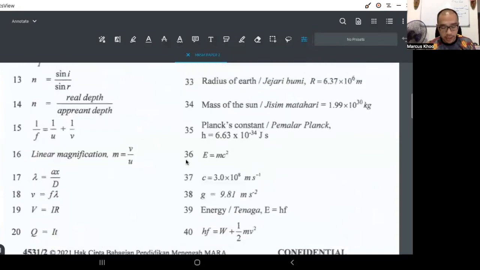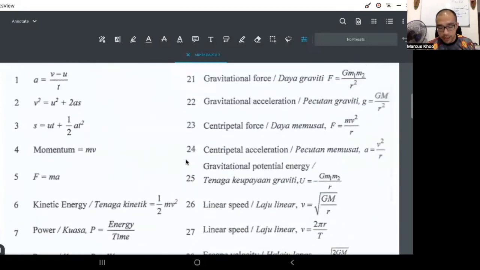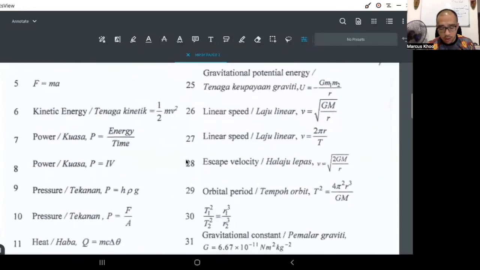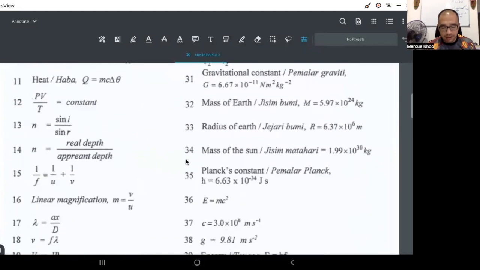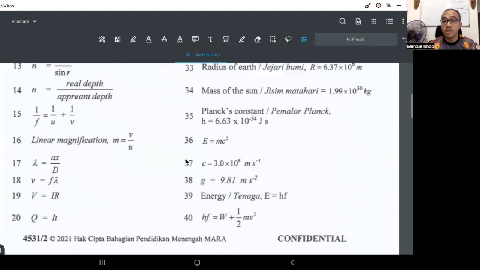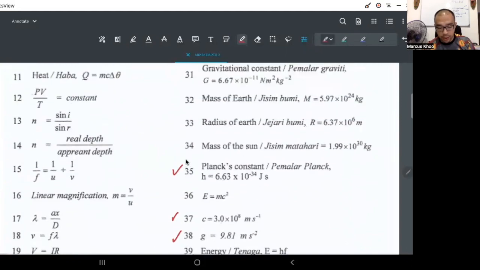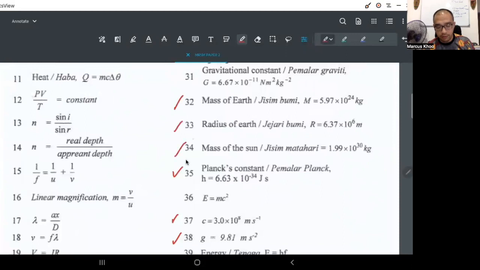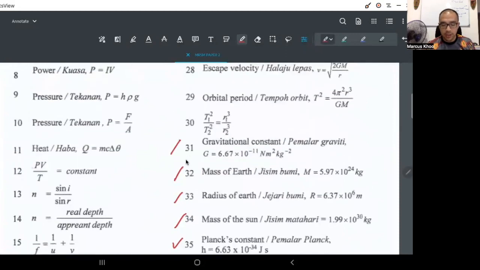Okay, and if you notice that it's kind of like all jumbled all over the place, except that 21 all the way until 34 is chapter 3 form 4, gravitation. And after that, 35 is Planck's constant. So constants are usually given, and you're required to know that lah. Mass of Earth, radius of Earth, mass of the Sun, gravitational constant. All these are constants. If they are not given in the question, they will be given in the formula list.